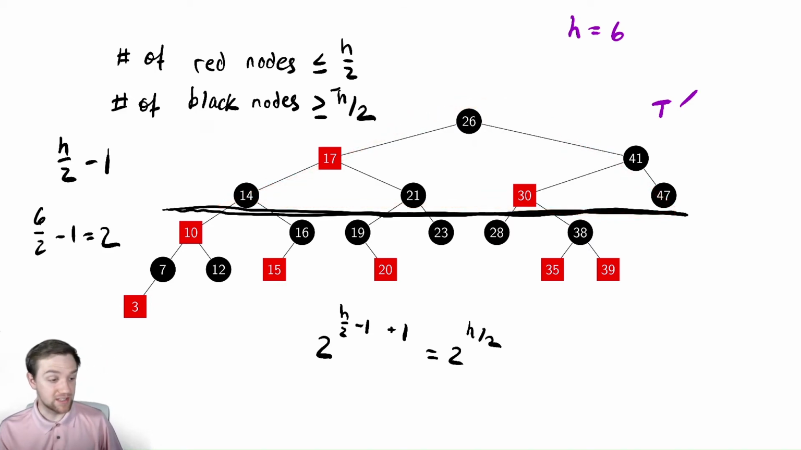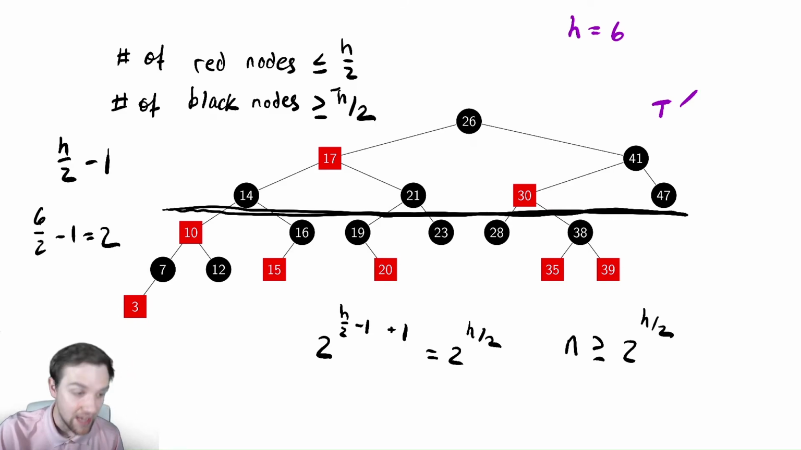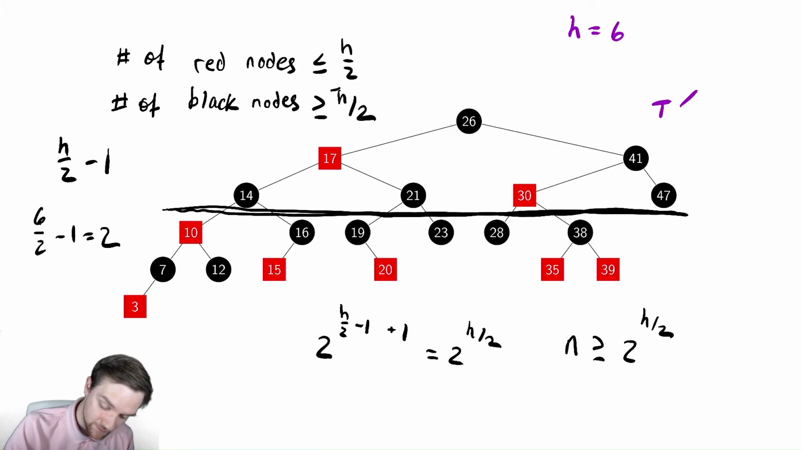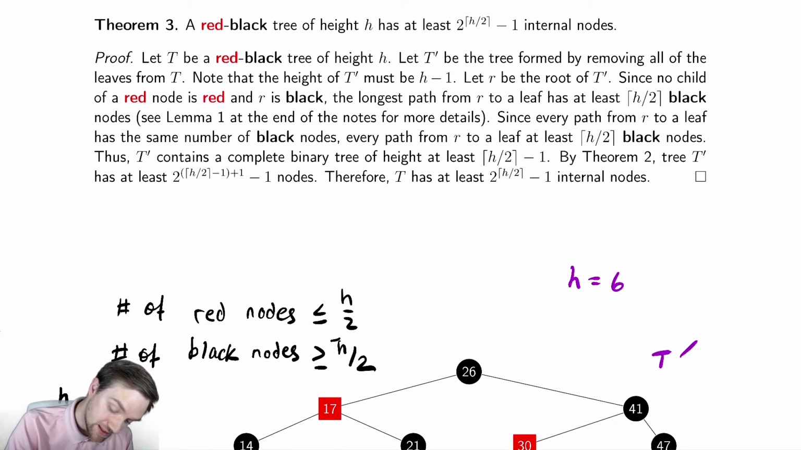And there are more nodes than that, but this will give me a bound on the number of nodes because I have at least this many, n is greater than or equal to 2 to the h over 2. And we can then solve that for our height. So let's see how we do that. Let's finally look at the end of the theorem.